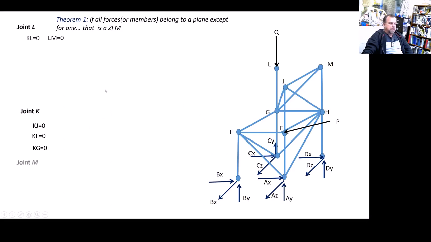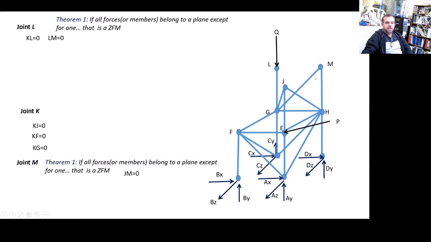I don't know, maybe let's go to the joint M. I could do the same thing in joint M that I did before. I can say if I pass a plane here, then these two are in the same plane. The one that comes out of the plane, which is JM, is gonna be zero. And then on top of that, I can say, look at these two in the same plane, only two, non-collinear, both should be zero.